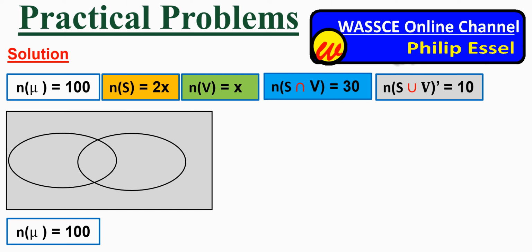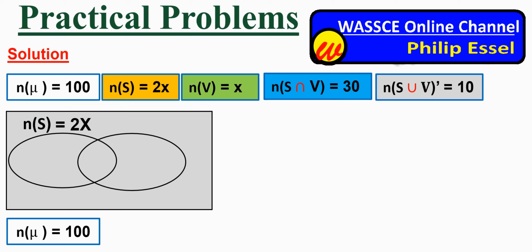One of the circles would represent the number of those who play soccer. The number of those who play soccer is equal to 2x. The second circle would represent the number of those who play volleyball. This is n(V) equals x.